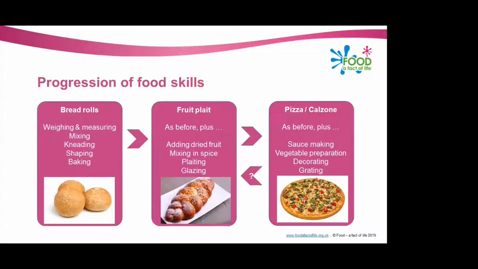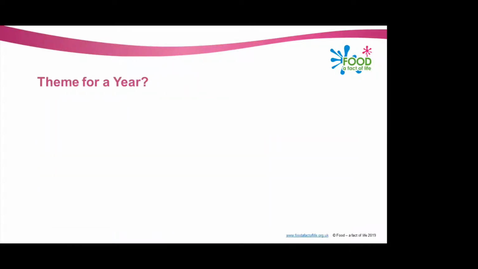Equally though, perhaps pizza and the plait could change position because I might be using a jar of tomato sauce. The vegetables might be already prepared and the cheese might be already grated. And all I'm doing is literally sprinkling all those pre-made components back on top. So it really depends on the complexity of that recipe that you wish, in order for you to determine your own progression of food skills as you go through.